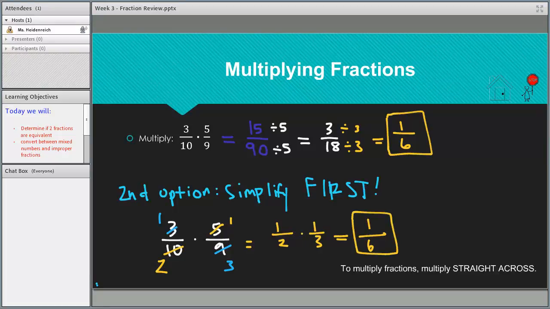So either way, we get the same final answer, but some people like to simplify at the end, some people like to simplify at the beginning. Personally, I like to simplify at the beginning because my numbers don't end up being so big. So if it's difficult for you to reduce something that has, say, a denominator of 90 or 180, then maybe you want to try simplifying at the beginning.